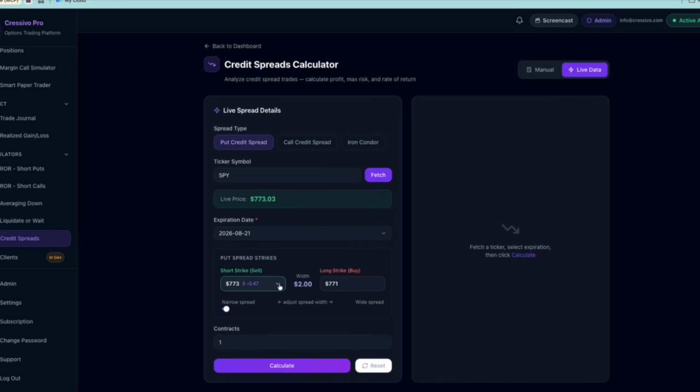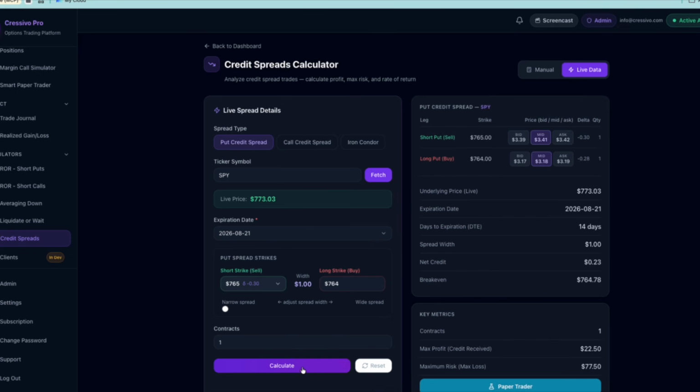Now we choose our short strike here, and again we want to go a little bit away from where it's trading because we want to give ourselves a cushion in case the stock drops a little bit. So let's say we sell a $7.65 put. Now we also get to choose our risk, which is also known as width here. So we can risk $200, we can risk a little bit more, or we can risk less. Let's say we only want to risk $100 because we just want to get our feet wet.